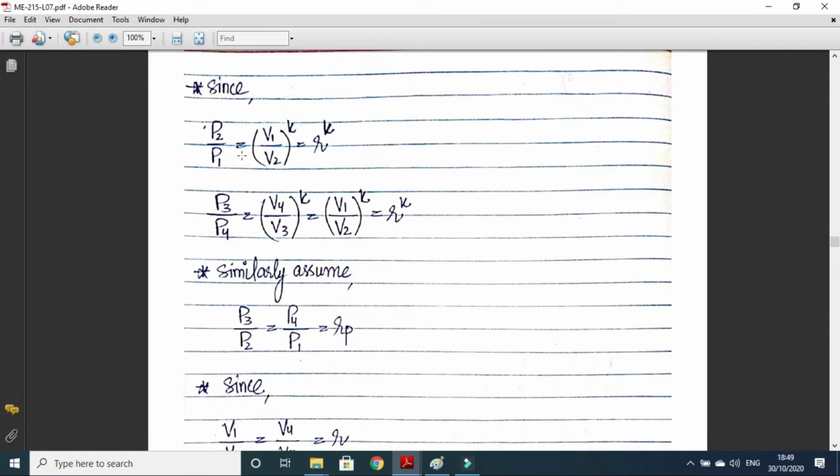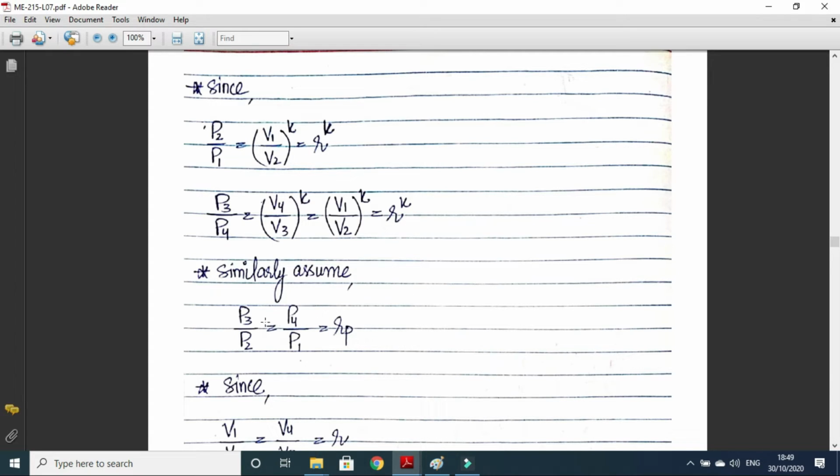For the isentropic relation, we can write P2 upon P1 is equal to (V1 upon V2) to the power K, and V1 upon V2 is R, the compression ratio. So P2 upon P1 is equal to R to the power K. Similarly, P3 upon P4 is equal to (V4 upon V3) to the power K. V4 is equal to V1 and V3 is equal to V2, so it will also be equal to R to the power K.